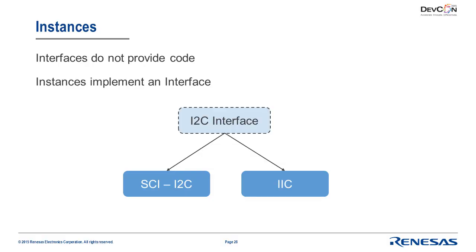All right, so that's the interfaces. Let's look into instances. I've talked about this a couple of times. Interfaces do not provide code. Interfaces are that contract we talked about. It's just a header file that defines the rules. Where's the code actually implemented? That's an instance. Instances implement an interface. So, using the example we've been using, we have the I2C interface. It is implemented by SCI in simple I2C mode, and it is also implemented by the IIC module.